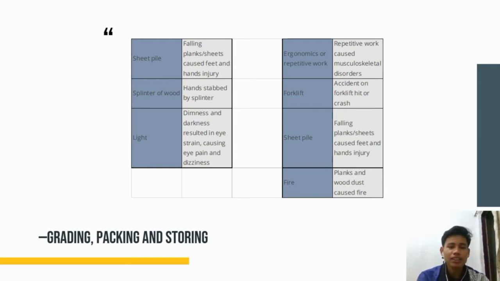The next hazard is the splinter of the wood, which causes the hand to be stabbed by the splinter. The next hazard is the light, where dimness and darkness result in eye strain that will cause eye pain and dizziness. The next hazard is the ergonomic or repetitive work, where repetitive work causes musculoskeletal disorder. The next hazard is the forklift, where there can be an accident, the forklift hit or crash. And the last one is from the fire, where the planks and the wood dust will cause a fire.